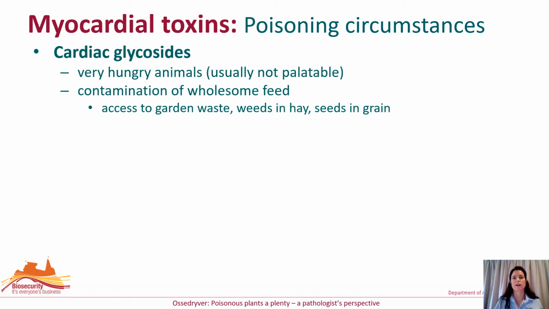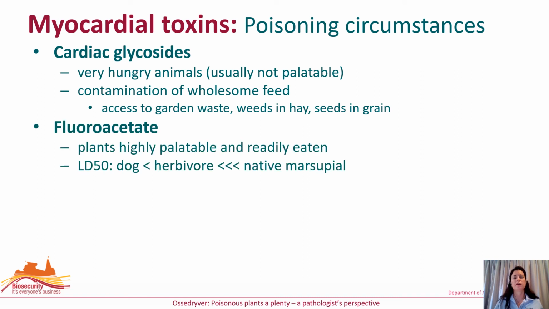Plants containing cardiac glycosides are usually not palatable, so are rarely eaten in their normal state unless other feed is very scarce. However, because toxicity is retained in dried plants, feeding of garden waste or contaminated hay is more commonly associated with this type of poisoning. Conversely, plants containing fluoroacetate are quite palatable to herbivores, and cattle, sheep, pigs and horses are all susceptible.